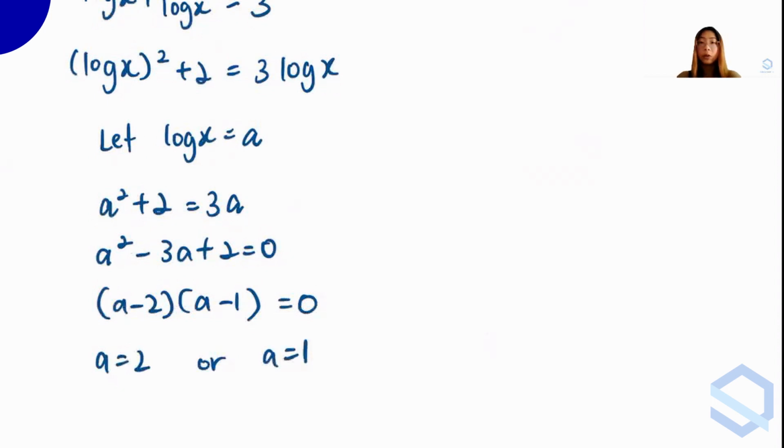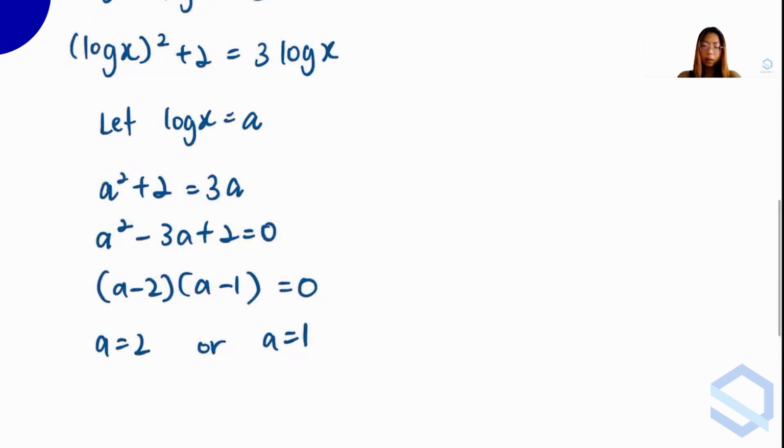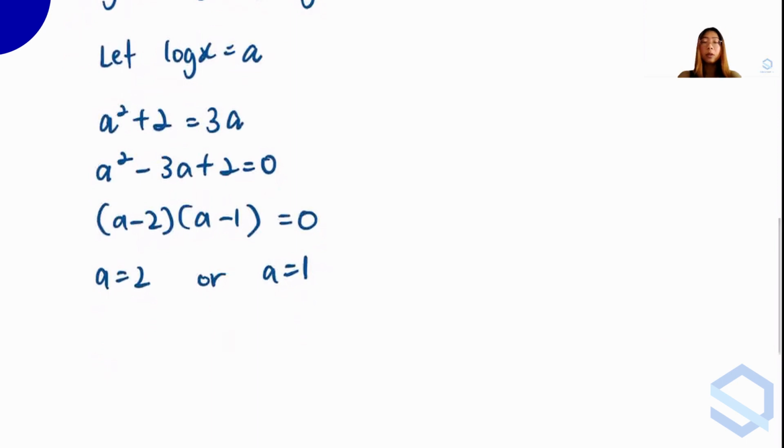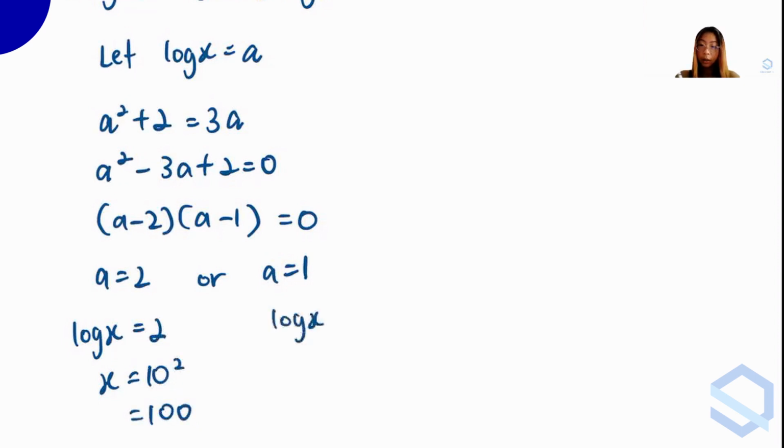So remember, we have to sub back our log x in because we substituted log x to be a initially. So it means that log x would be equivalent to 2, and x will be 10 to the power 2, which is 100. And on our right, we have log x to be 1. And then x would be 10 to the power 1, which is just simply 10. So now we have found the values of x to be 10 or 100.